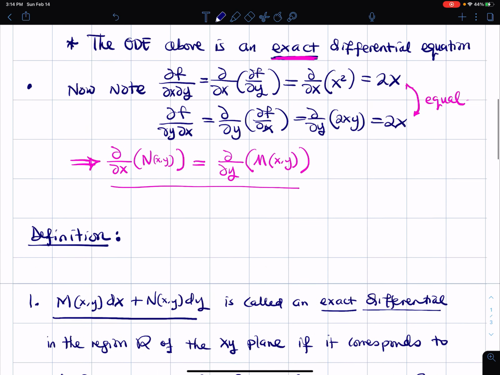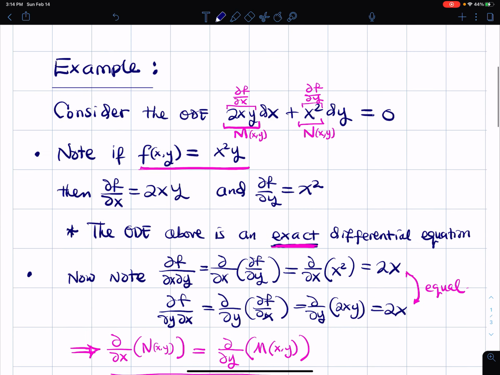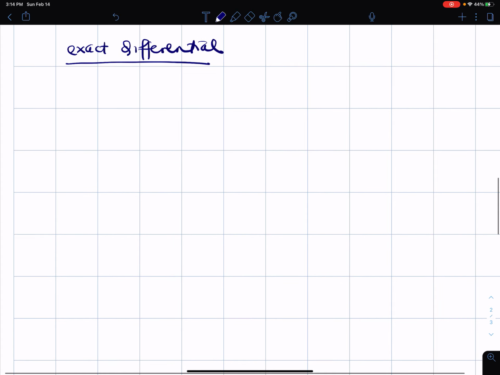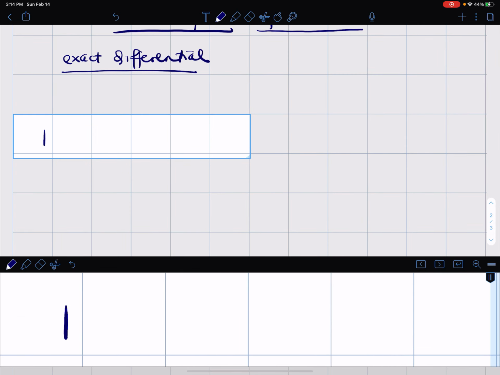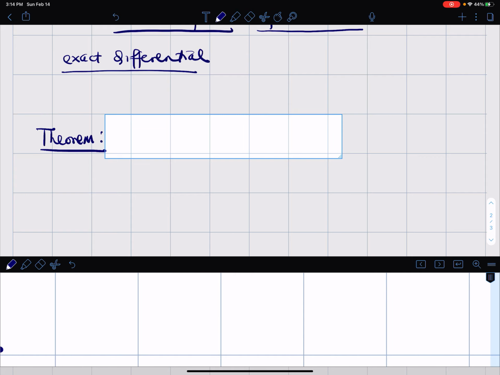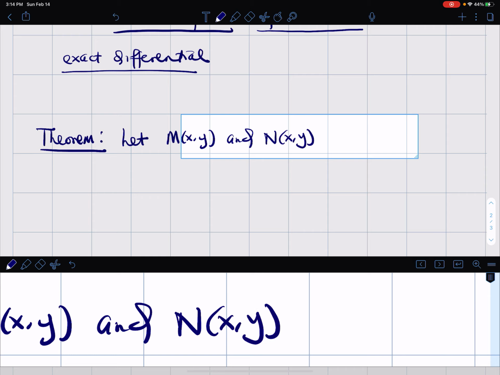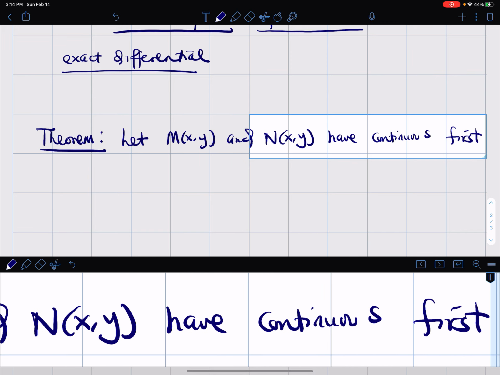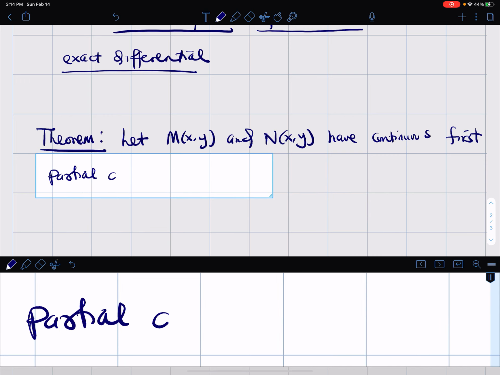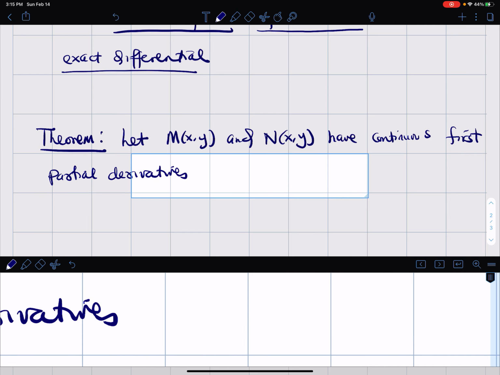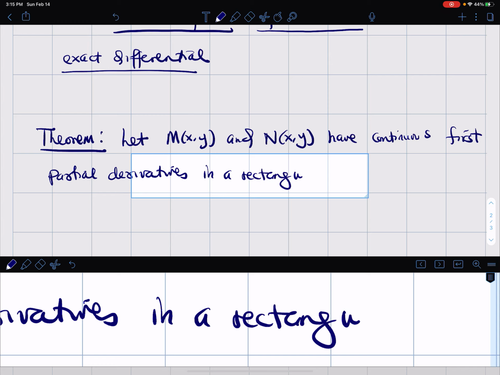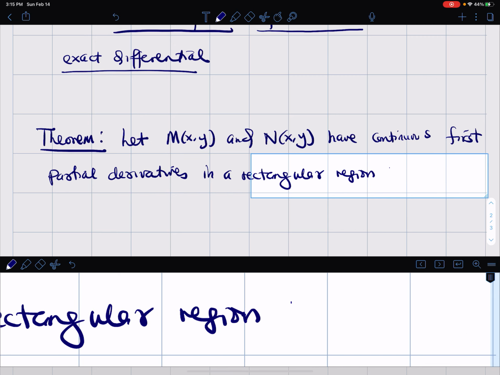Judging by the first example we did, we now have a test to see if a differential is exact. I can write it in the form of a theorem, even though I won't state all the conditions. Well, let me state it. Let M(x,y) and N(x,y) have continuous first partial derivatives in a rectangular region R.